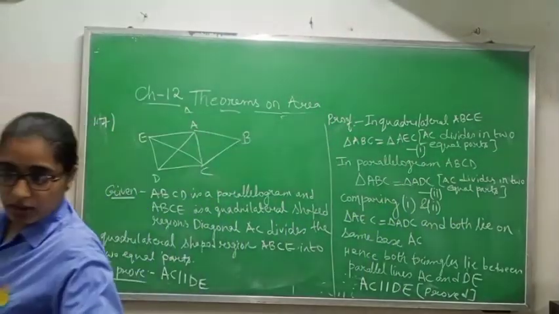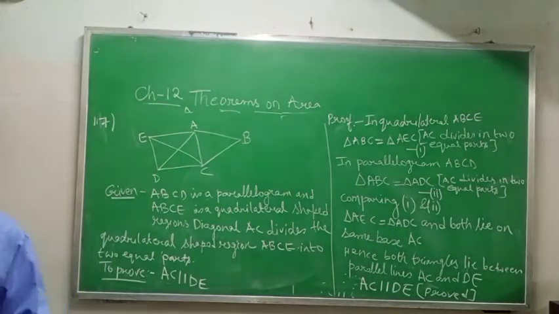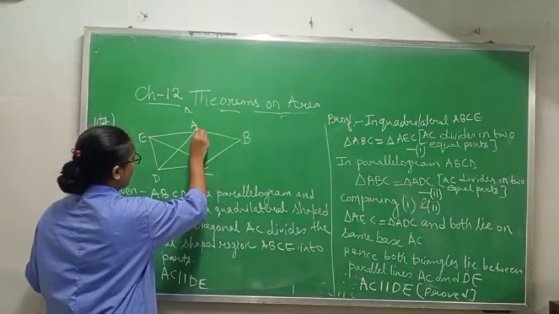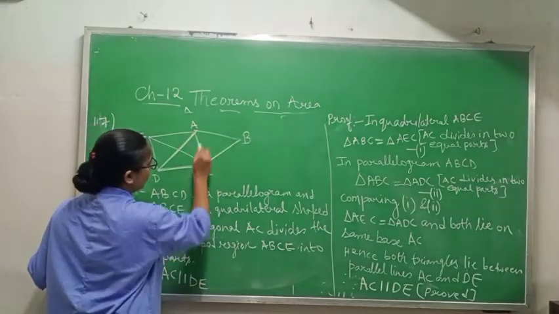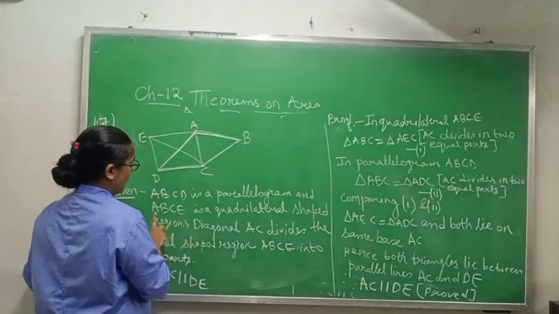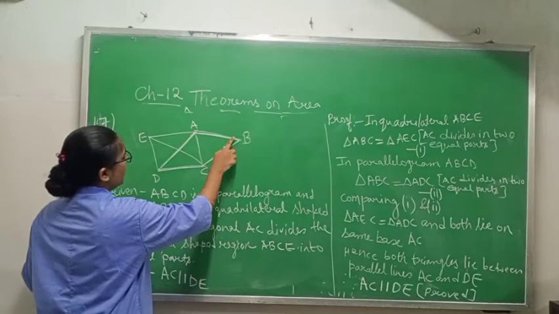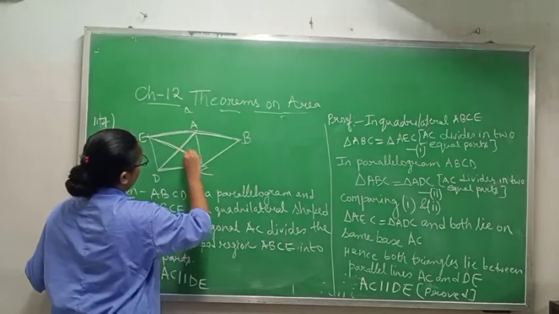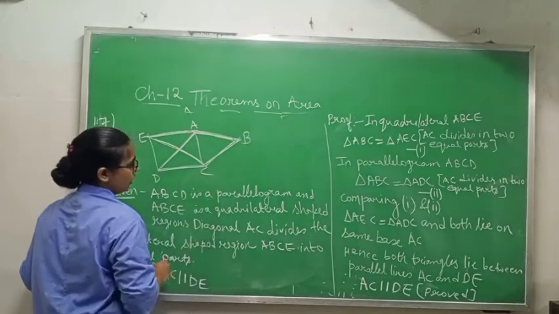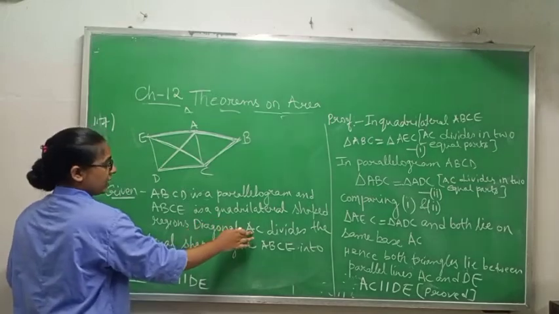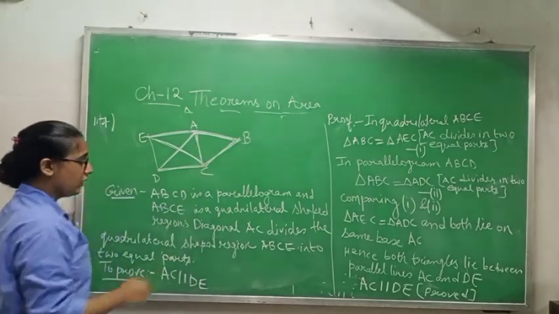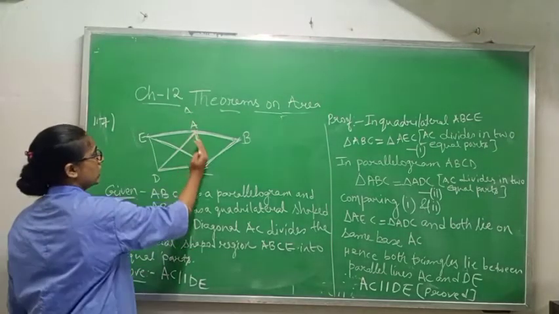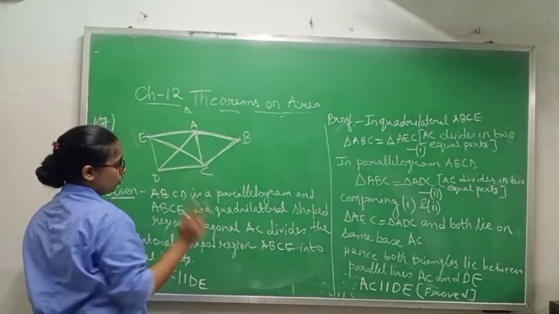Now two diagrams, two shapes are given to you. One is a parallelogram and one is a quadrilateral. ABCD, this one is the parallelogram. ABCD is a parallelogram and ABCE, this one will be your quadrilateral. And diagonal AC divides the quadrilateral shaped region ABCE into two equal parts. So AC divides ABCE into two equal parts.